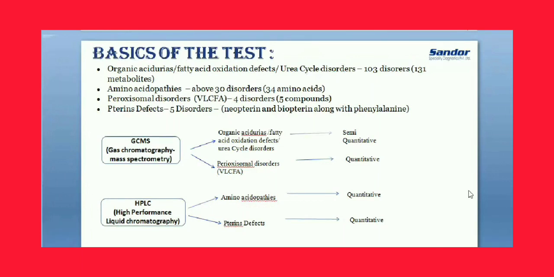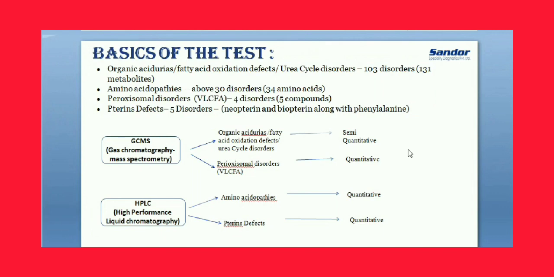Coming to amino acidopathies, there are about 31 disorders. Compounds are the same: 131 compounds. There are more, we are still adding. Now we almost check for 140 because thymine and a few other analytes have also been added. Day by day it increases, and we have to update it. But the basic picture is of 131 metabolites.